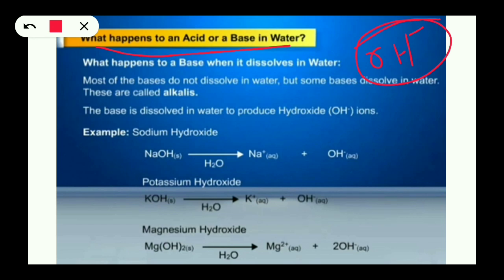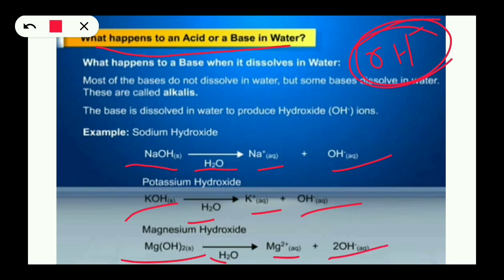So as soon as you dissolve in water, let us say sodium hydroxide is a base. When dissolved in water, it splits into Na plus ions and OH minus ions. In the same manner, when potassium hydroxide is dissolved in water, it gives potassium ions and OH minus ions. Magnesium hydroxide, when dissolved in water, gives magnesium ions and OH minus ions. So these OH minus ions are common in bases, and when they dissolve in water, they give these ions, and due to these OH minus ions only, it shows its basic character.